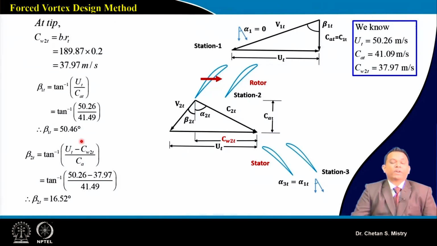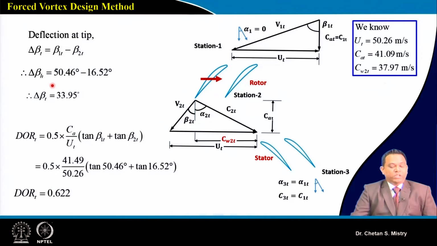Now we can do our calculation at, say, the tip station, in line with what we have done at the hub station. So that is B into RT. That's what we are putting here. Okay. So we can calculate our CW2, our beta 1, and our beta 2 in line with the calculation we have done at the hub station. This is what will be my velocity triangle at the tip station.